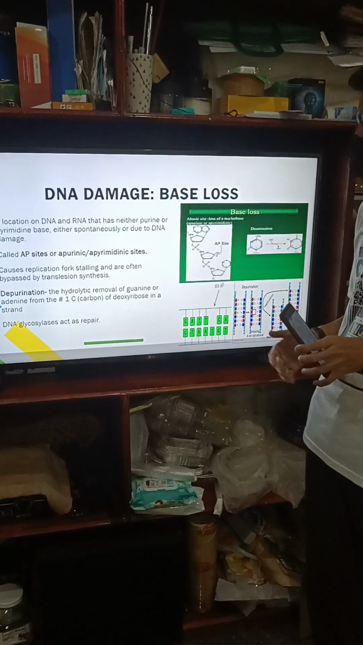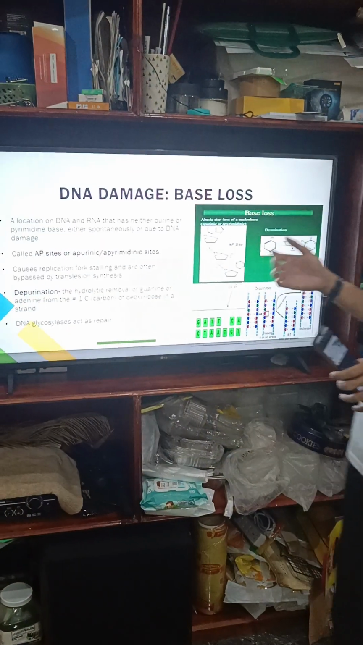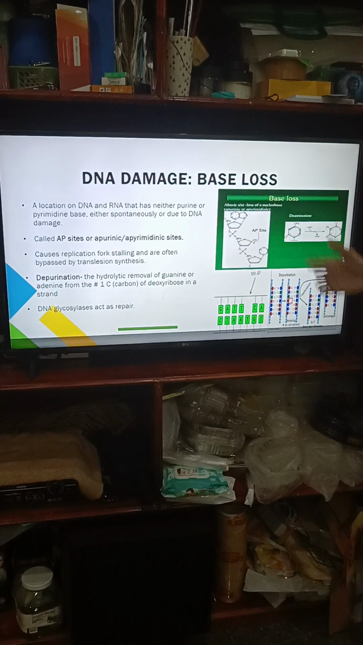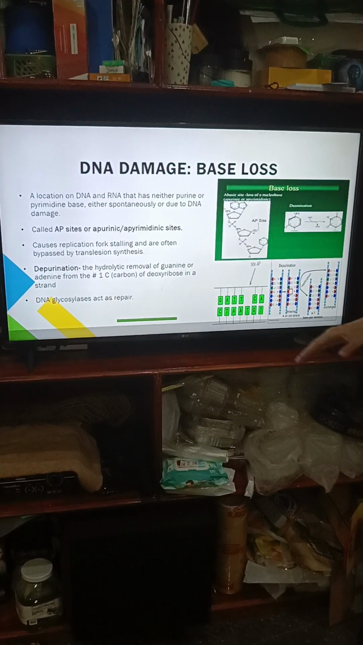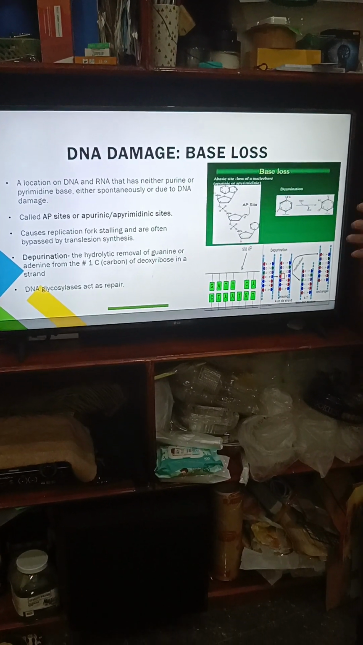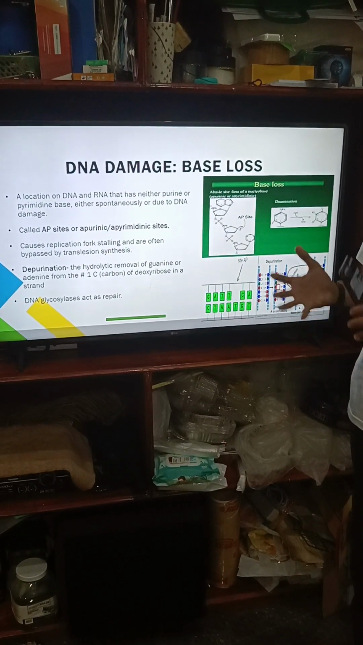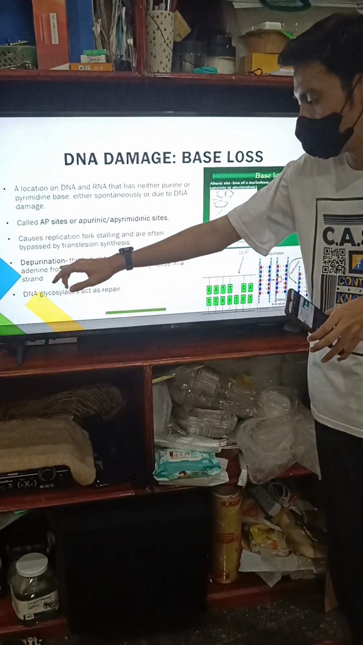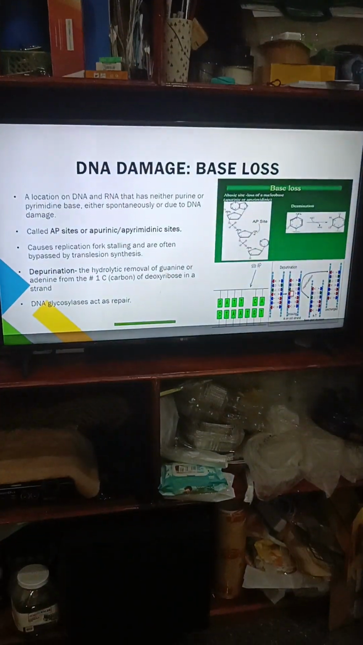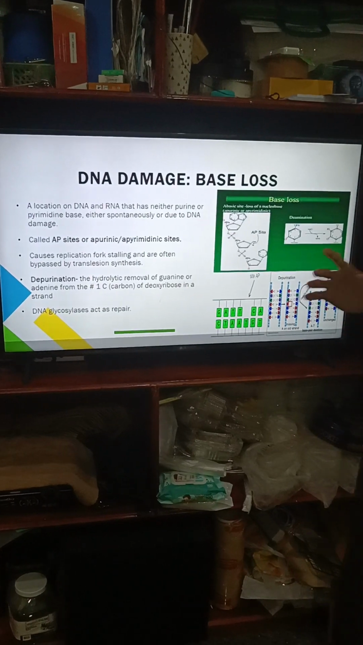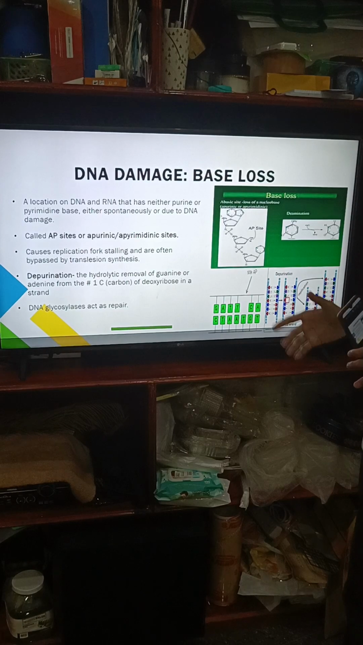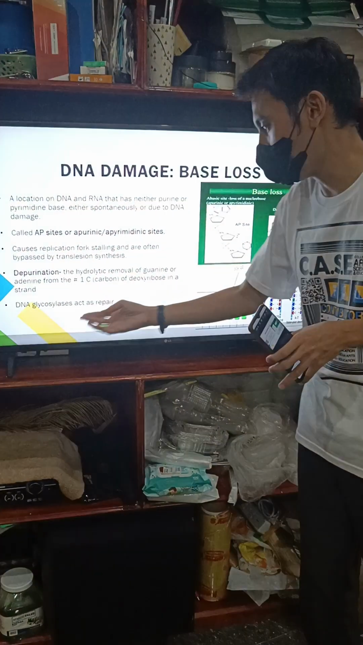And the DNA damage, base loss. It is a location of DNA and RNA that is neither a purine nor a pyrimidine base, either spontaneously or due to DNA damage. They are called AP sites, or apurinic or apyrimidinic sites. This causes replication fork stalling and is often bypassed by translesion synthesis. A type of mechanism is depurination, in which there is hydrolytic removal of guanine or adenine from the number 1 carbon of deoxyribose in a strand, where DNA glycosylases act as repair.